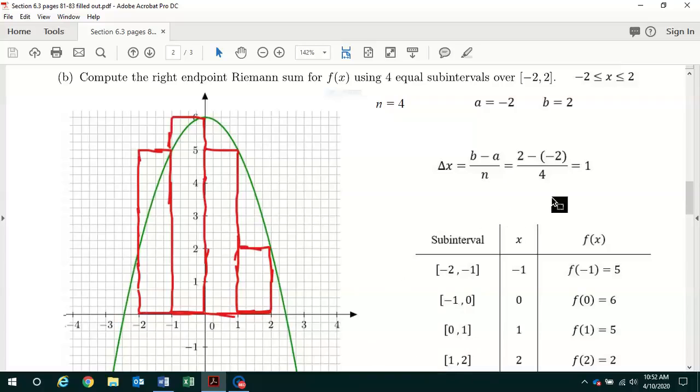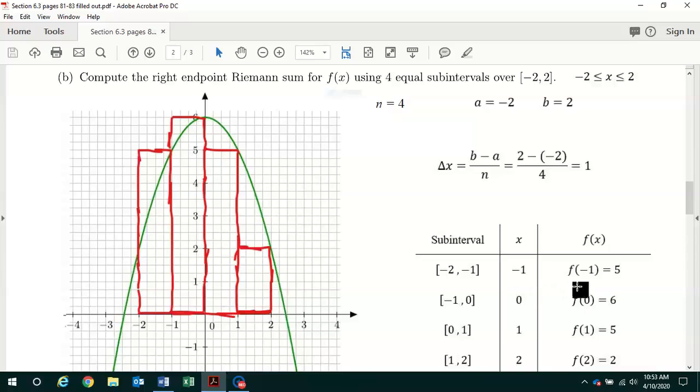Now, for each rectangle, we have to find the value of x that we use to determine the height of each rectangle. We're instructed to do a right endpoint Riemann sum, so we pick the right number in each of the 4 subintervals. In the first one we use -1 for x, the second one 0, the third one 1, and the fourth one 2.